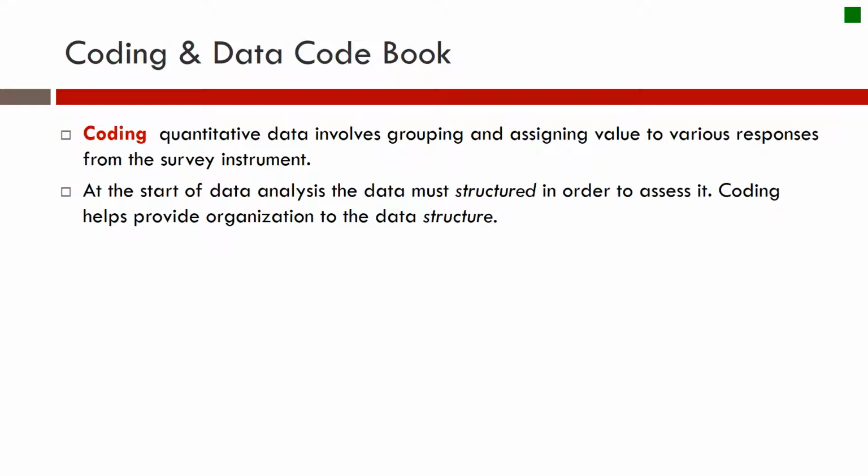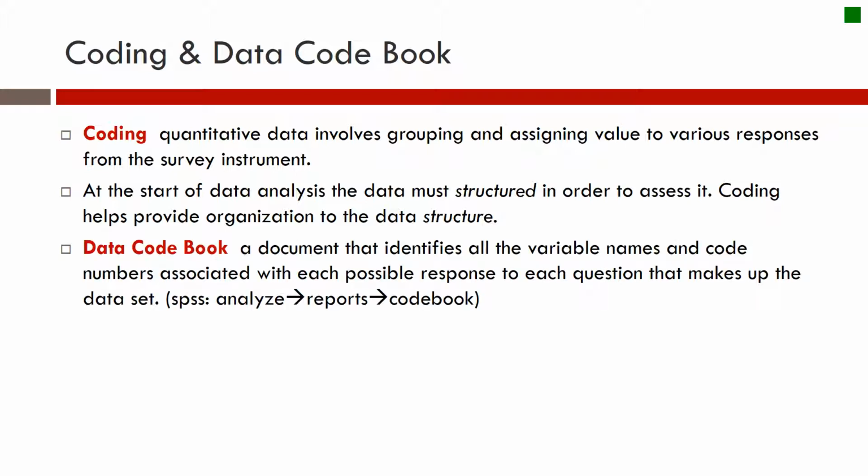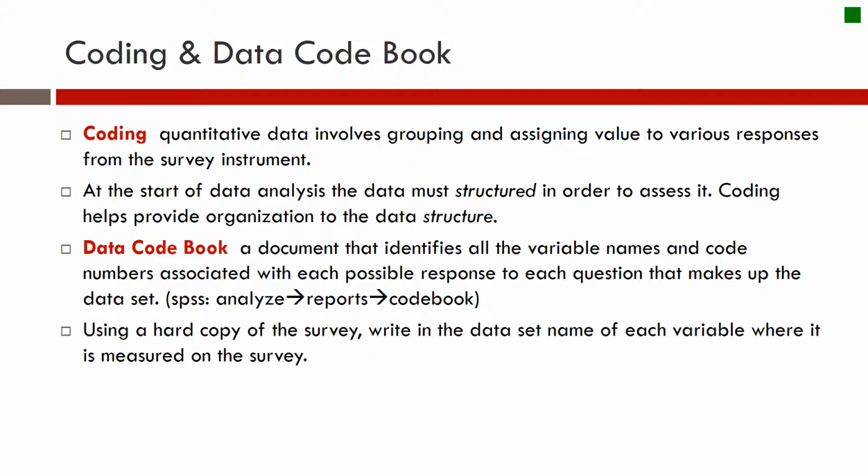So we want to structure this in a way where it makes sense and we know what it is. And then we want to create what we call a data code book, which translates the numbers in the column into the measures or meanings they have in the actual data set. Okay, so we use data code books. Oftentimes it can be a hard copy, an actual copy of the survey with the data names and with the actual codes in it.